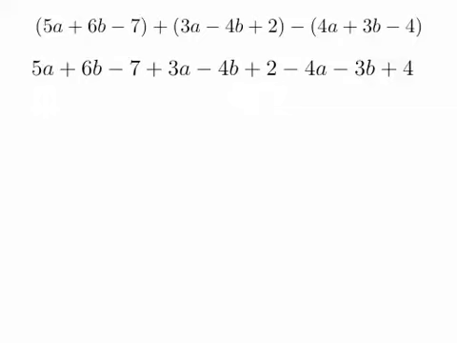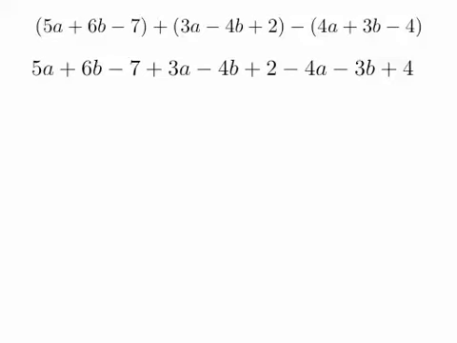Remember that subtraction of a term is the same as adding that term times negative 1. And so since we're multiplying that term by negative 1, we have to multiply each term within it by negative 1 to find its opposite. So where there was 4a, there's now minus 4a. Where there was positive 3b, is now minus 3b. And where there's negative 4, minus 4, now we add 4.